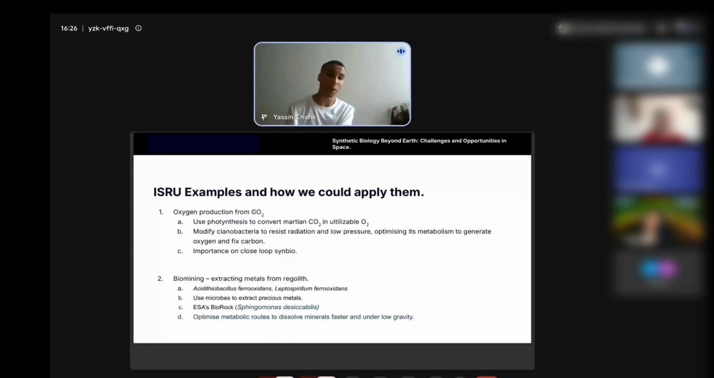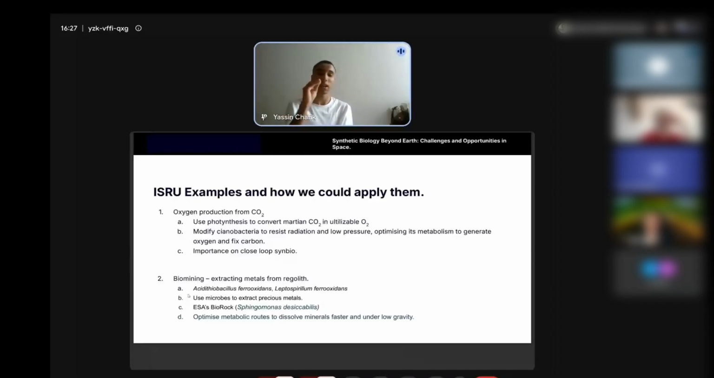And the second one is an example of in situ resource utilization and biomining, that is extracting metals from regolith. Regolith is all the soil and the lithosphere of exoplanets. So they used Acidithiobacillus ferrooxidans and Leptospirillum ferrooxidans, which are extremophile bacteria, and they use microbes to extract these precious metals by deposition on rocks. It's part of ESA's BioRock project, and they optimize the metabolic routes to dissolve minerals faster and under low gravity. So they dissolve these minerals.